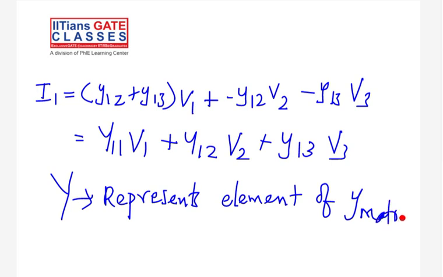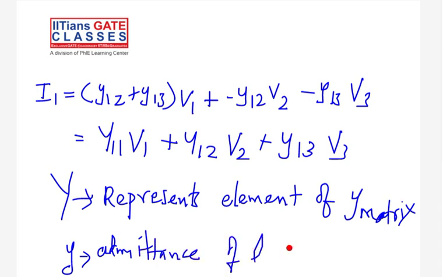All right, and small y represents admittance of line. So this is kind of important. Please note. Okay, is that clear?